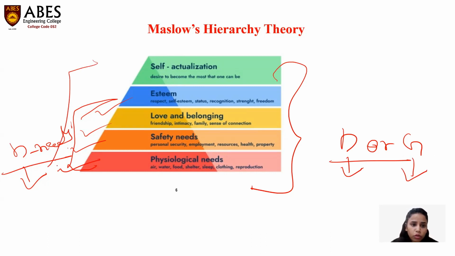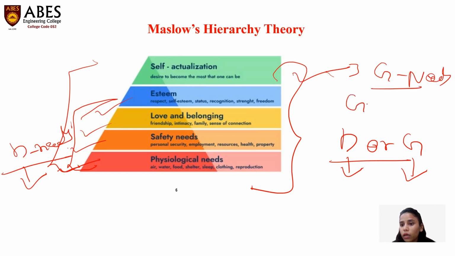These 4 come under the deficiency needs, and self-actualization comes under G needs, that means growth needs. Maslow, in 1954, proposed that human beings possess 2 sets of needs, a 5-need model depending on deficiency and growth needs. The first 4 levels, as I already said, are defined as deficiency needs, and the top layer, known as self-actualization, is based on growth needs.